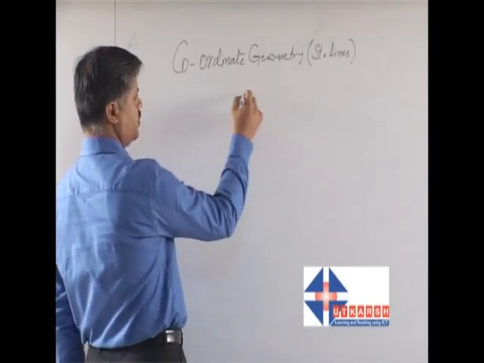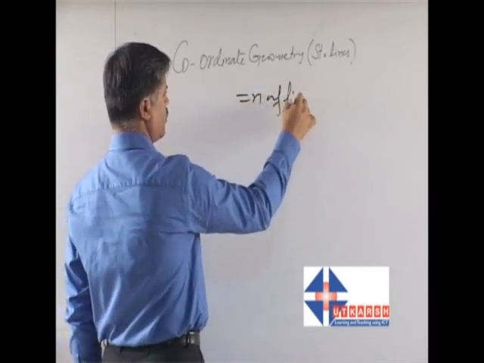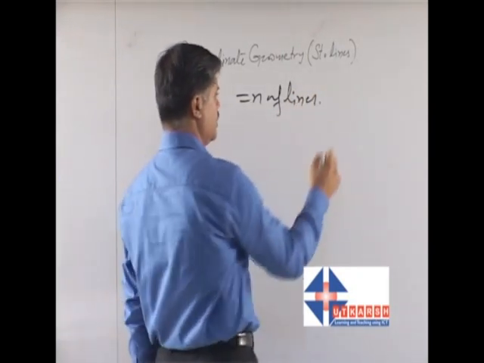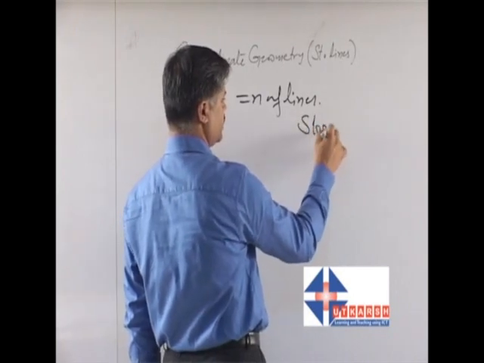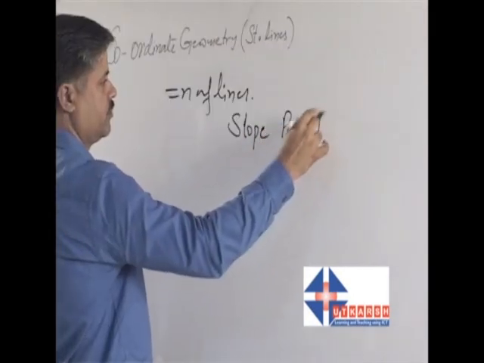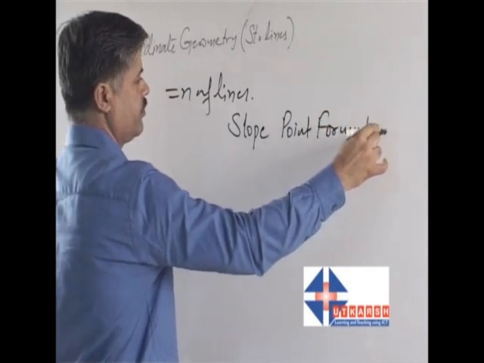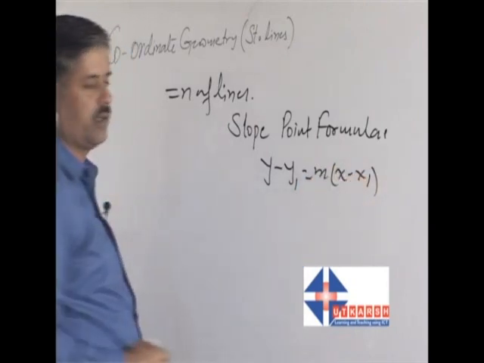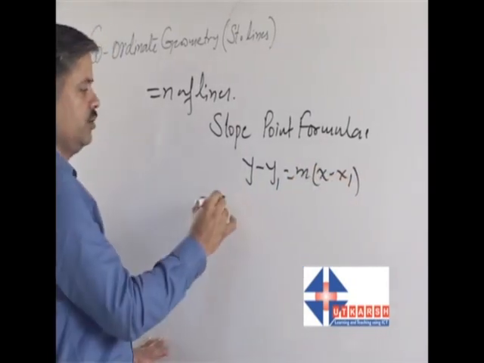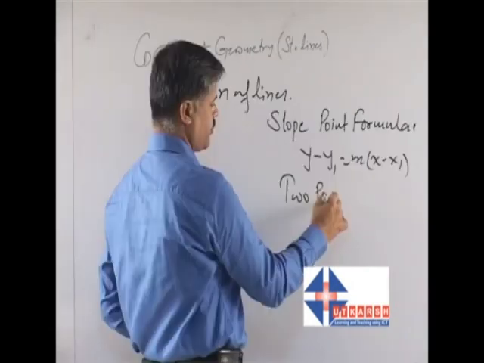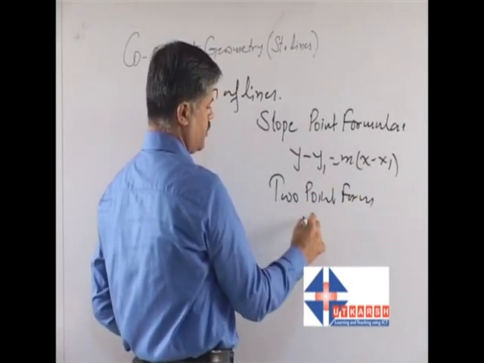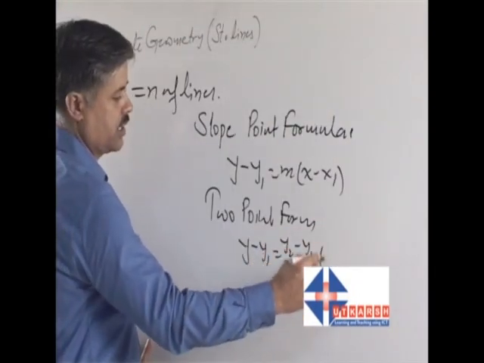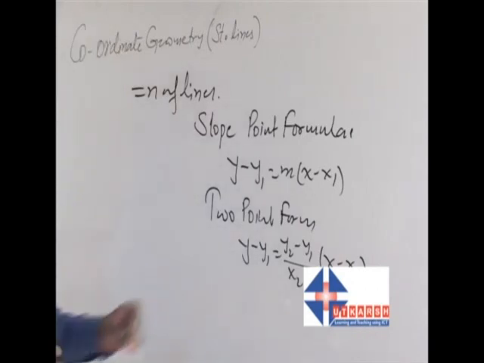Equation of line passing through. Equation of line. This symbol stands for equation. I told you in the previous lecture also. First of all, there was slope point formula, that was y minus y1 is equal to m into x minus x1. I have already discussed. Next, 2-point form, y minus y1 is equal to y2 minus y1 upon x2 minus x1 into x minus x1, 2-point form.